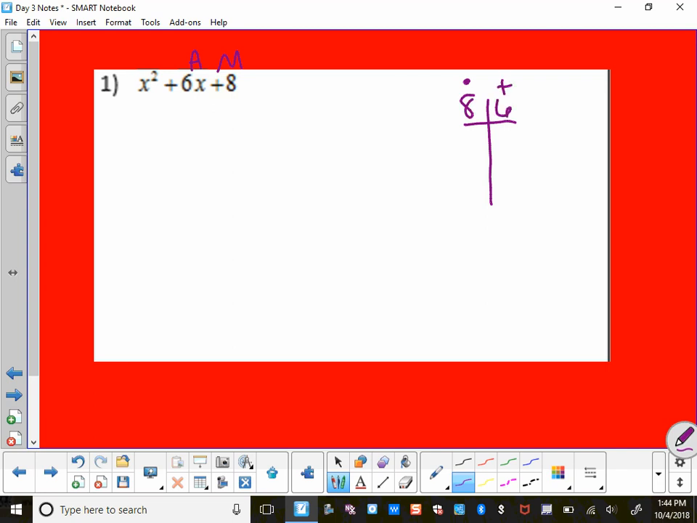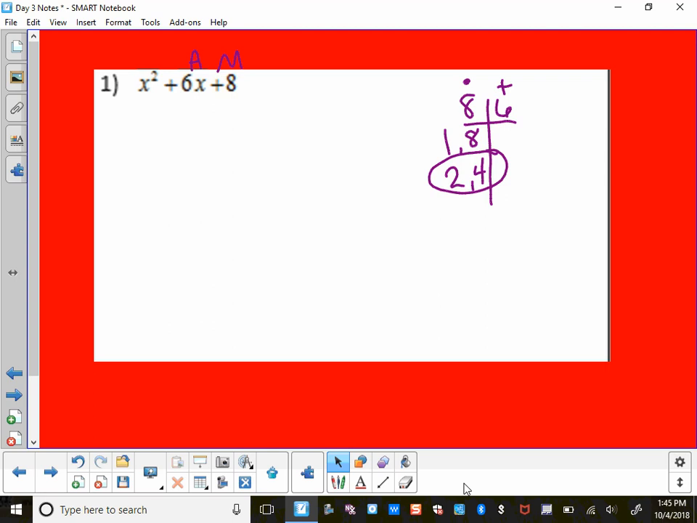What are my options here? 1 and 8, and what else? And 2 and 4. 1 and 8 and 2 and 4. All right, which one will work to add up to give me 6? 2 and 4.